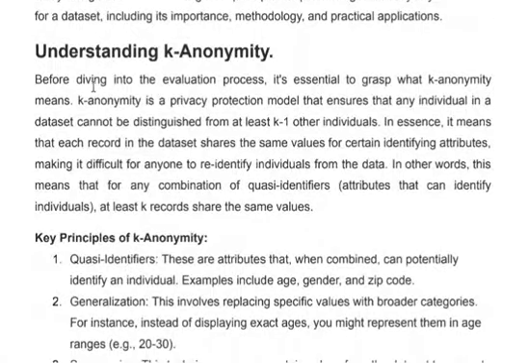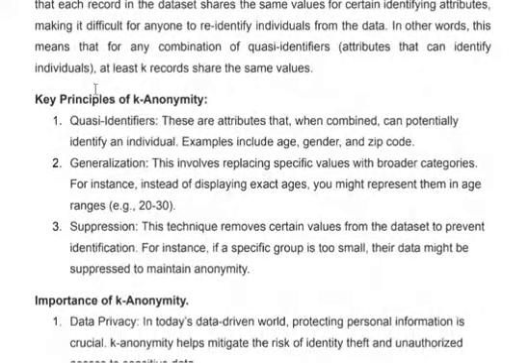Understanding k-Anonymity. Before diving into the evaluation process, it's essential to grasp what k-Anonymity means. K-Anonymity is a privacy protection model that ensures that any individual in a dataset cannot be distinguished from at least k-1 other individuals. In essence, it means that each record in the dataset shares the same values for certain identifying attributes, making it difficult for anyone to re-identify individuals from the data. In other words, this means that for any combination of quasi-identifiers, attributes that can identify individuals, at least k records share the same values.